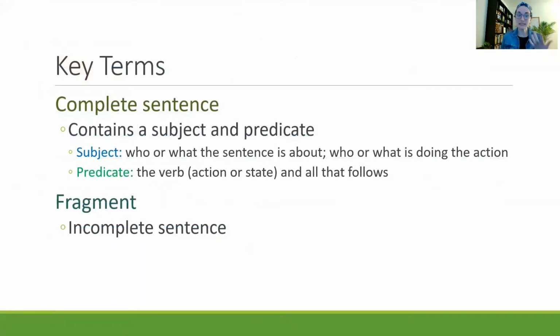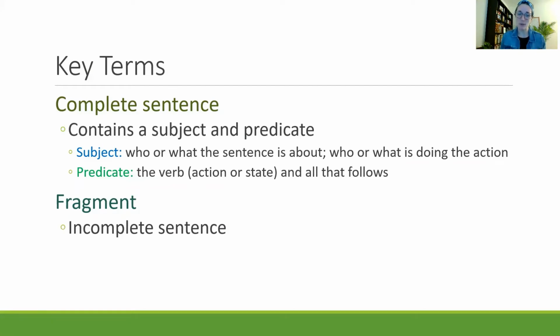So a few key terms to get us started. First of all, a complete sentence contains what's called a subject and a predicate. A subject is who or what the sentence is about, or who or what is doing the action in this sentence. The predicate is the verb, which is the action or the state itself, and then everything that follows that. We need both parts, and they can look very different depending on the context, but we have to have both a subject and predicate to complete a sentence.